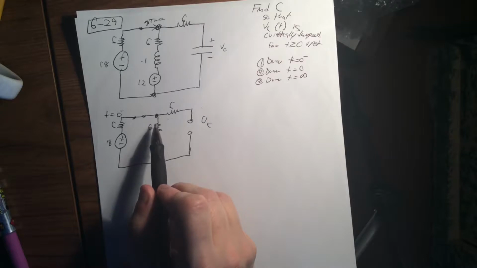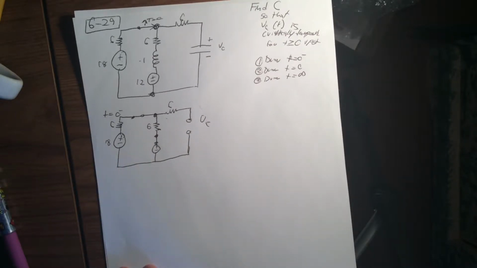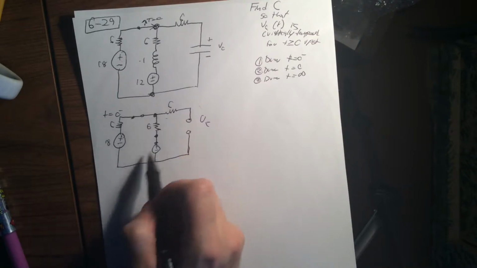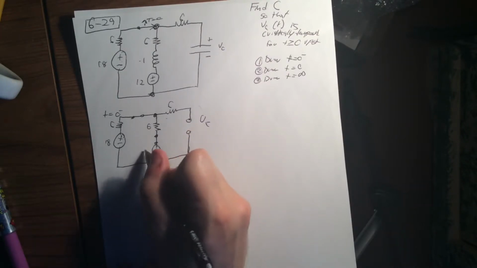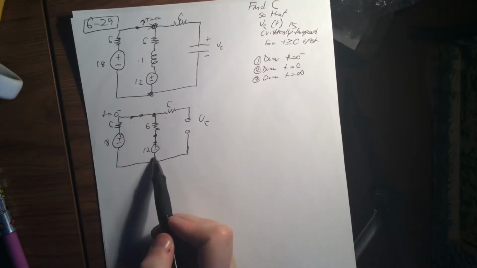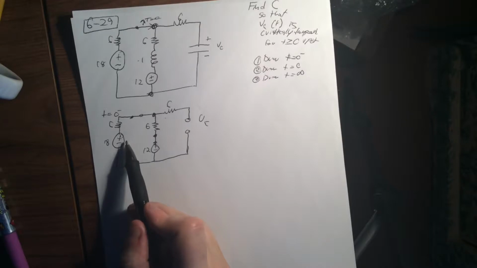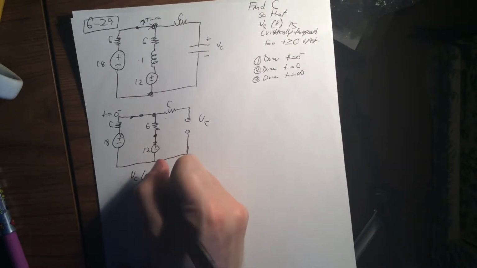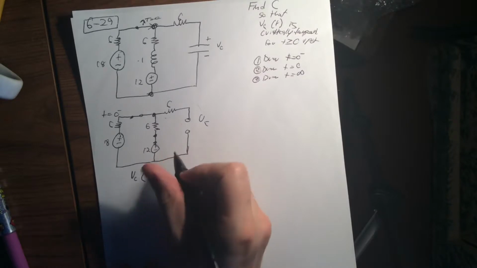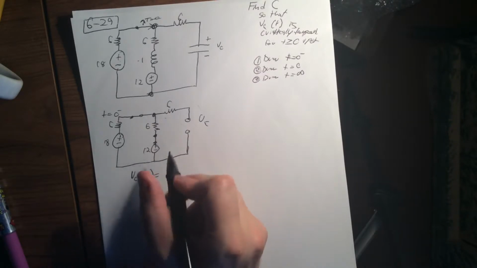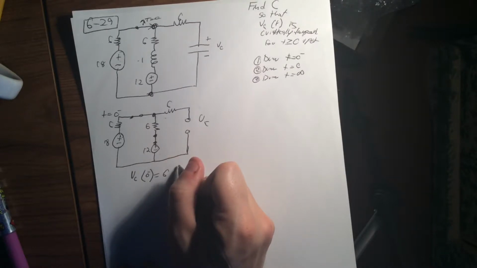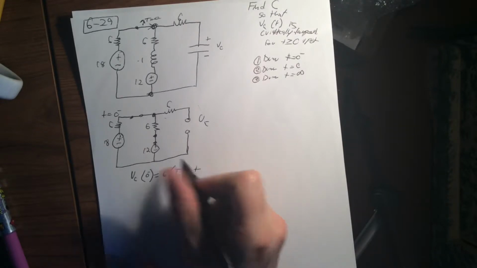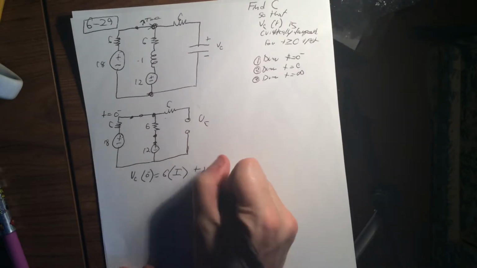So in order to solve this, we're going to need to find our current through our inductor. And so what do we have here? We have one loop. So we could solve this with V equals IR, however we want to solve this going through. We have 12 here, so these are facing the opposite direction. So it's going to be 18 minus 12 equals 6. So VC of 0 minus is going to equal, V equals IR, so our voltage is going to be 6 times our current I, plus 12.